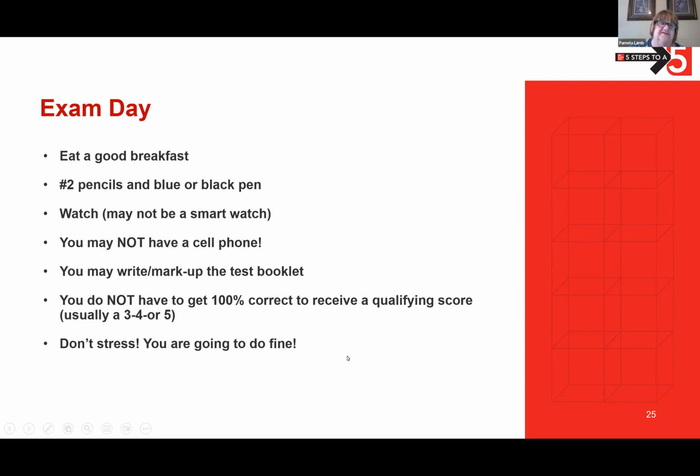And don't stress. Keep in mind that this test is a test of what you have learned in that class, and you could easily get college credit for the class, but don't stress. Just do your best and it will work out fine.